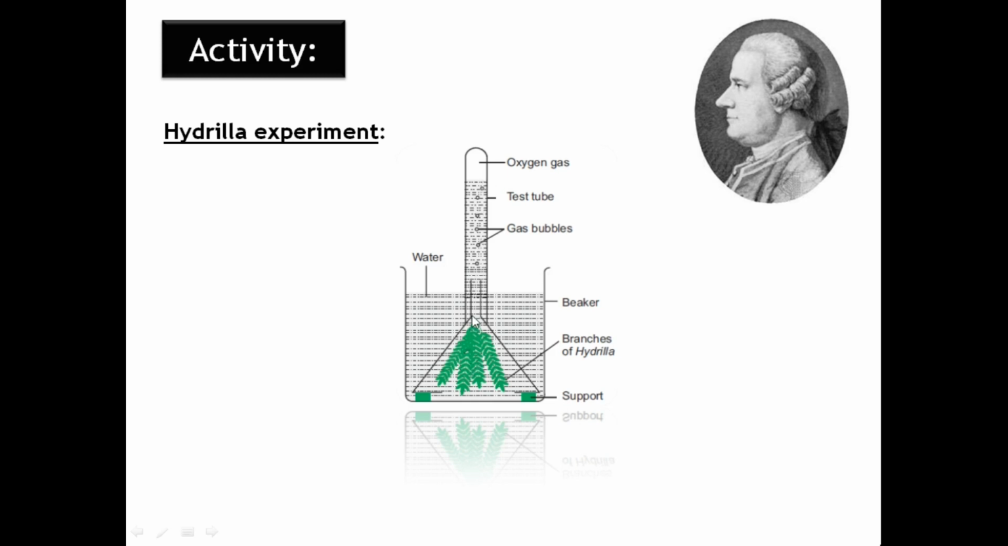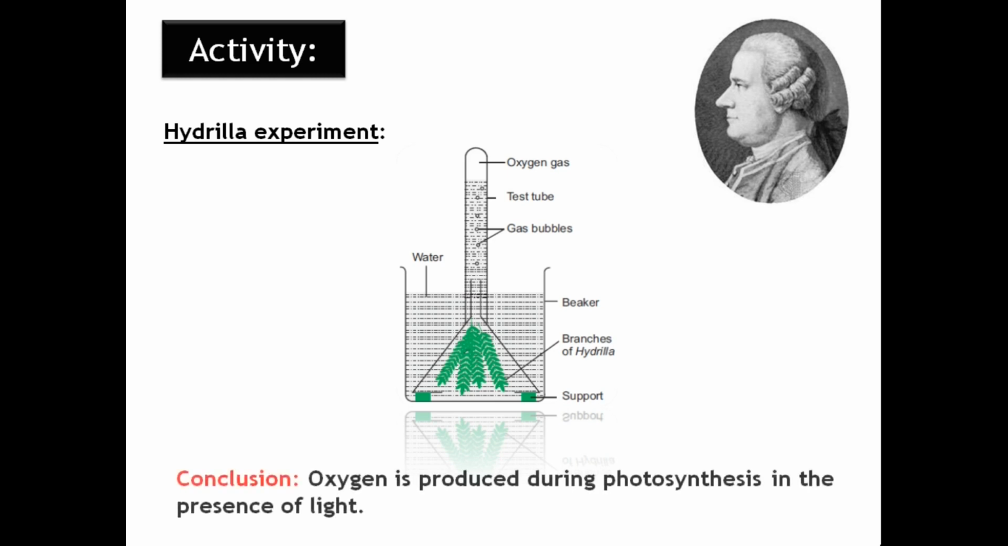Then take out the test tube carefully from the beaker by closing its mouth with your thumb. What is the empty space at the end of the test tube? It is nothing but oxygen. How can you say that it is oxygen? When a glowing matchstick or an incense stick is introduced into the test tube, it bursts into flames. Hence it is proved that oxygen is produced, because oxygen supports combustion.